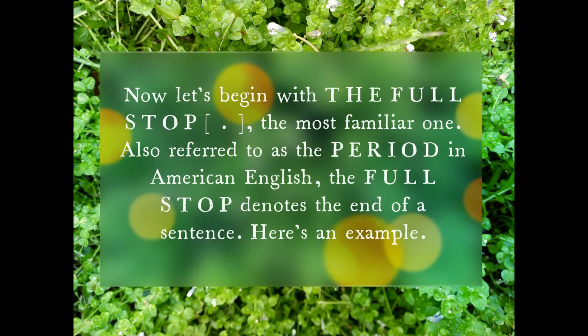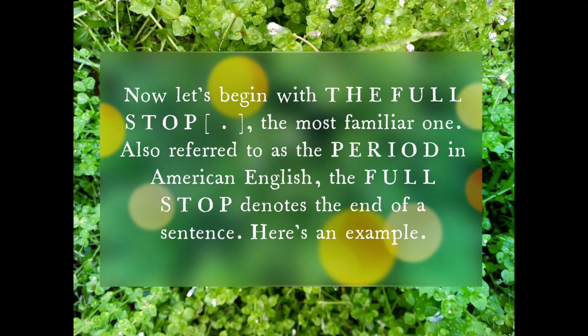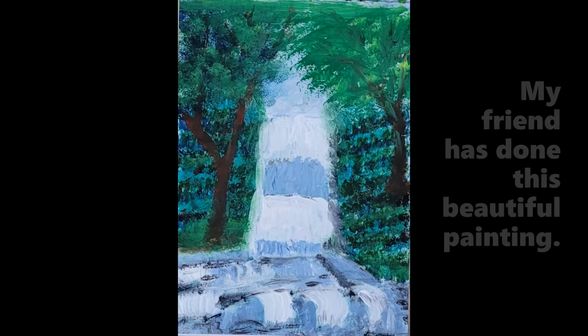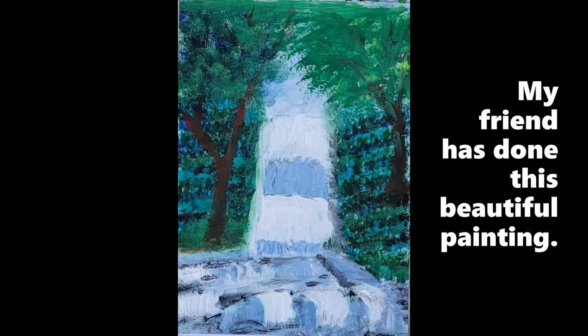Now, let's begin with the full stop, the most familiar one. Also referred to as the period in American English, the full stop denotes the end of a sentence. Here's an example of a full stop or the period at the end of a sentence. My friend has done this beautiful painting.